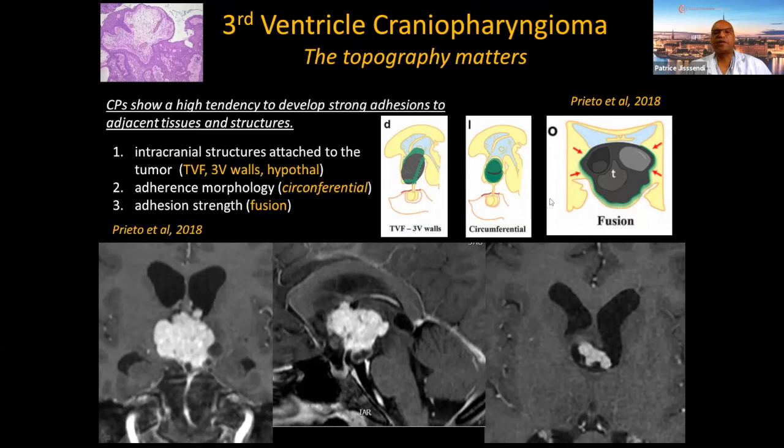If you want to learn about other patterns of adhesion that are described in this paper, you can just download it. Prieto et al. It was published in 2018. On this sagittal image, you can see the strong relationship with the pituitary stalk here, but also with the top of the basilar trunk there. And also you see here the displacement of the fornix with kind of adherence to the pillar of the fornix there.